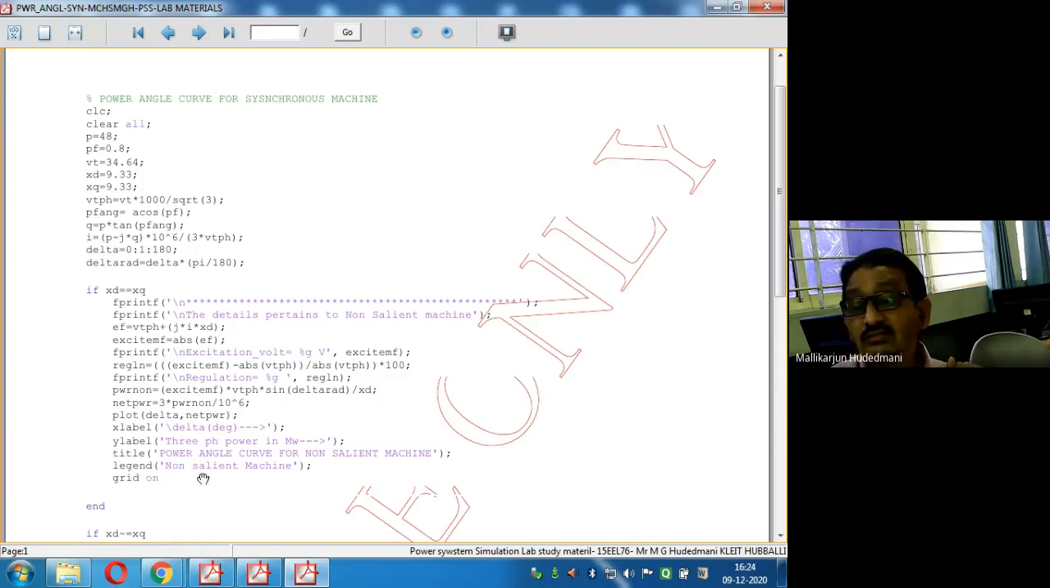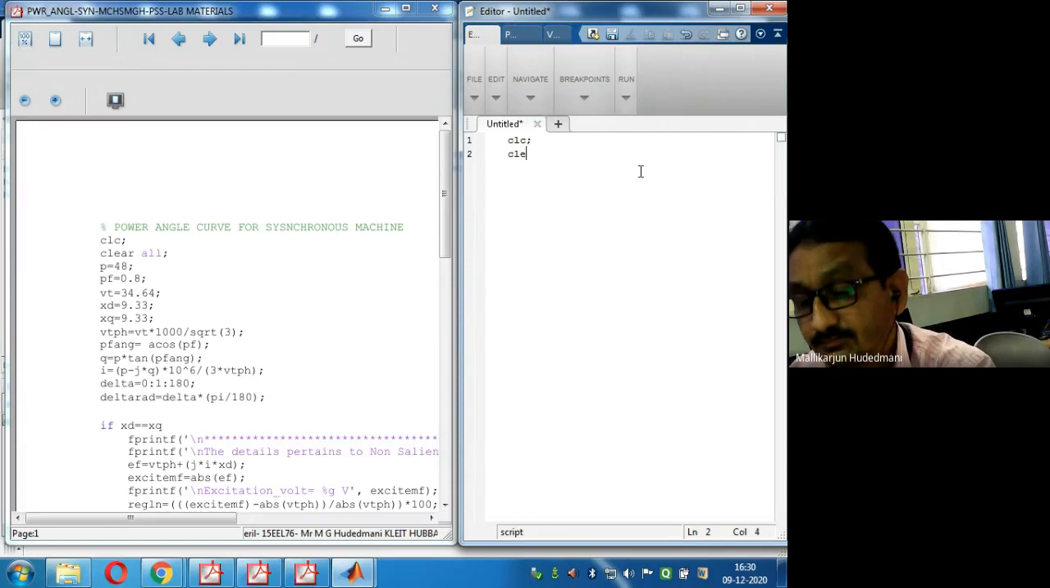So the color is identified as a treatment. What it means? The color plotted is the curve of the non-salient machine. It's called legend. And grid on. I made a matrix line by rows like a graph sheet. Then I end here. Clear all. You can type along with me.